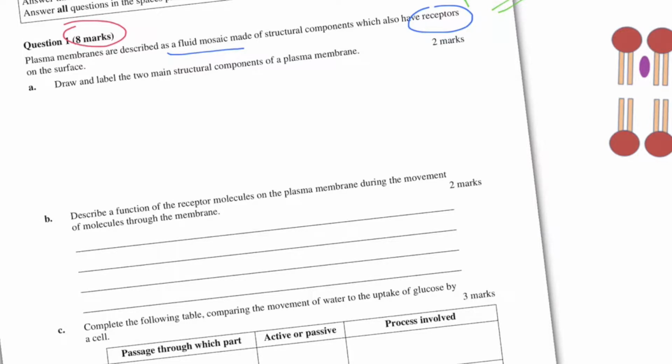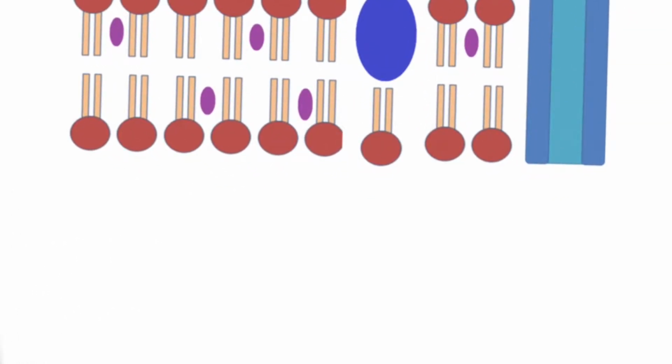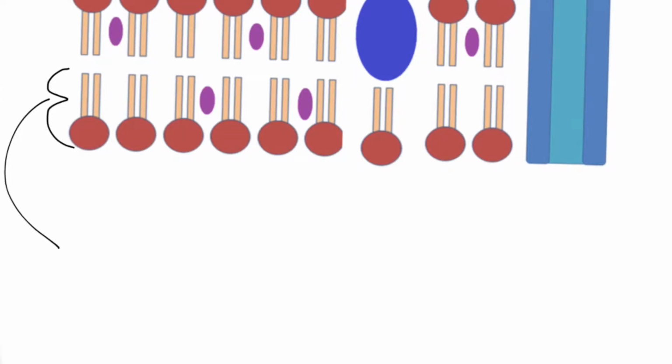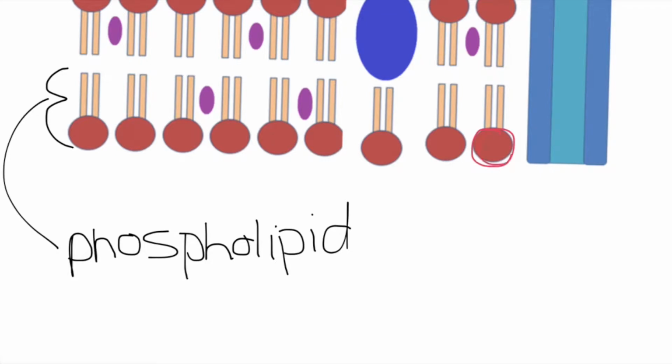All right, so let's go on to A. So draw and label the 2 main structural components of a plasma membrane. All right. So hopefully you recognise this diagram here from the classroom. So it's asking for 2 main components. I think that there might be a few more than 2 that you need to include, so I'm just going to go through them now. So this structure here is obviously a phospholipid. Okay, but if you just call it a phospholipid, I don't think that's enough. So what you need to do is break it down.